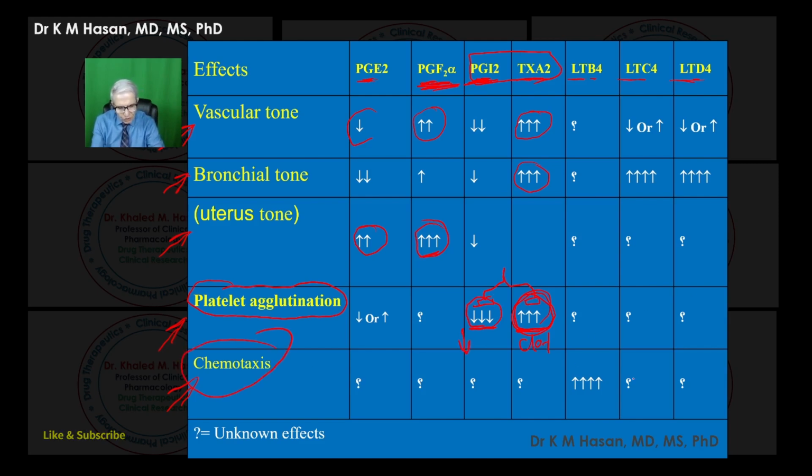Leukotrienes are responsible for chemotaxis, bringing inflammatory agents to the area and causing inflammation. Another important change is on the bronchial tree: leukotrienes cause bronchoconstriction.